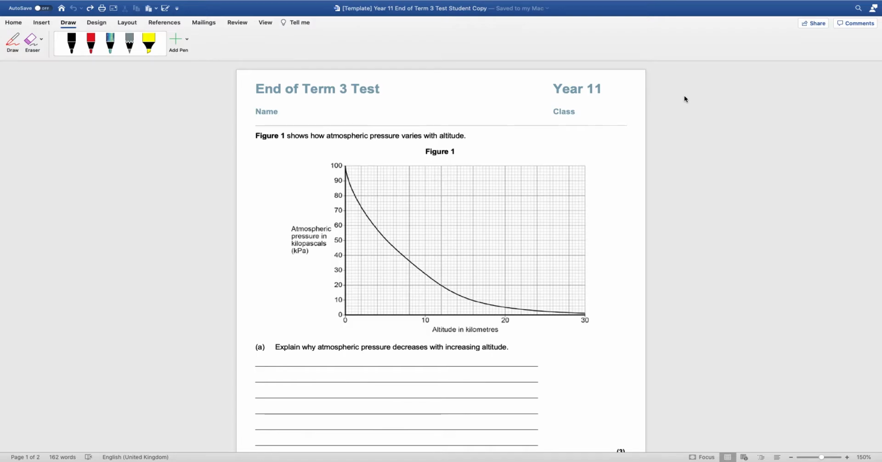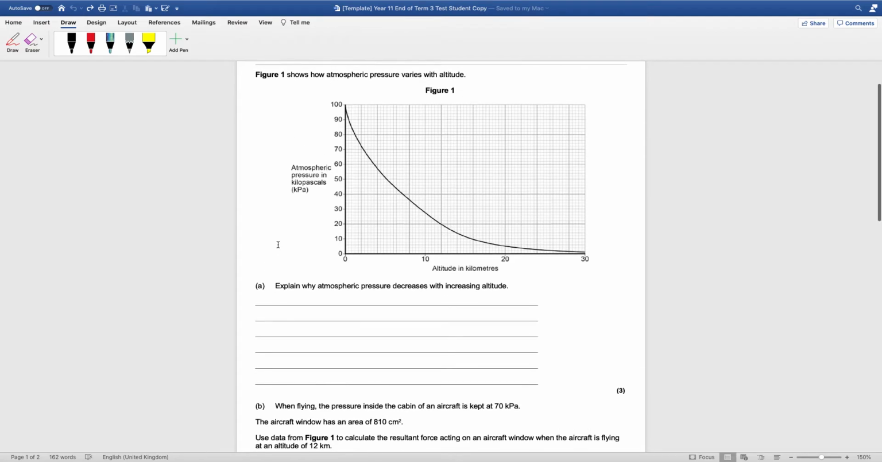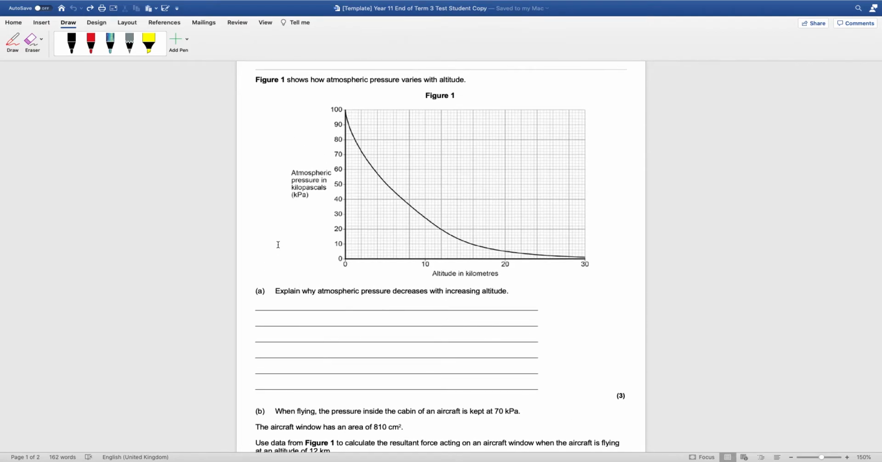Reviewing the Year 11 end of term 3 test, starting with one structured question with 10 marks. And here we have a graph of atmospheric pressure with altitude, and we're asked to explain why atmospheric pressure decreases with increasing altitude. There are 3 marks for this, so we need to try to make 3 points.